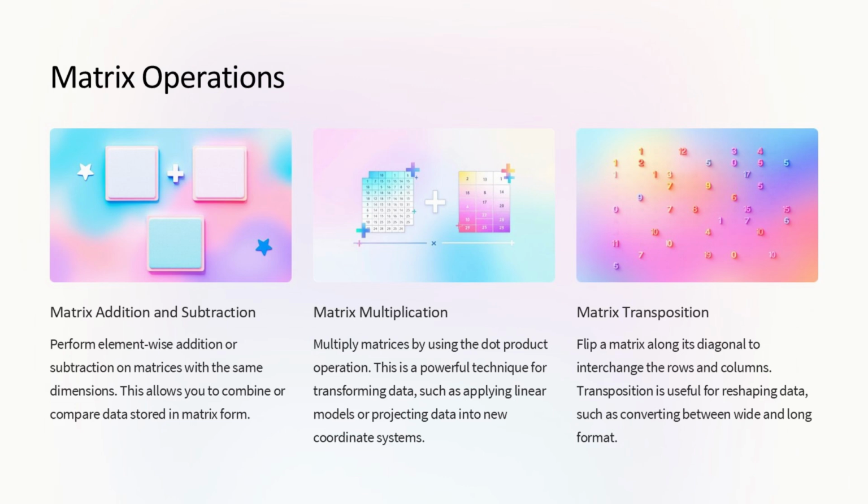Matrix operations are fundamental techniques for working with data in matrix form. We'll cover three key matrix operations: addition/subtraction, multiplication, and transposition. Matrix addition and subtraction allow you to combine or compare data stored in matrices of the same dimensions. Matrix multiplication is a powerful technique for transforming data, like applying linear models or projecting data into new coordinate systems. Matrix transposition interchanges the rows and columns, which is useful for reshaping data between wide and long formats.